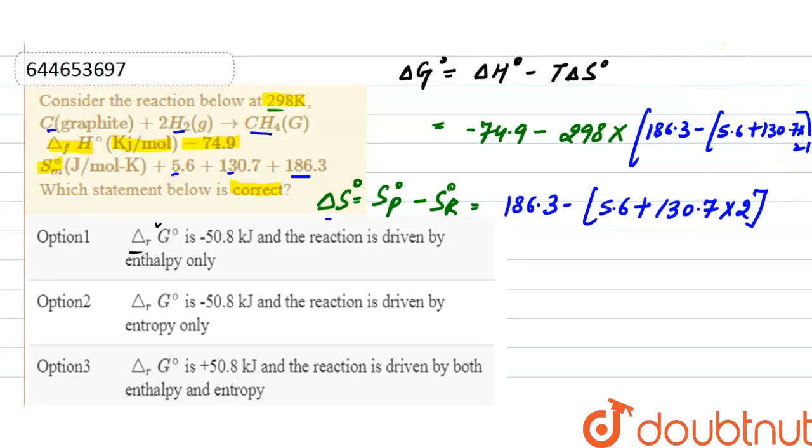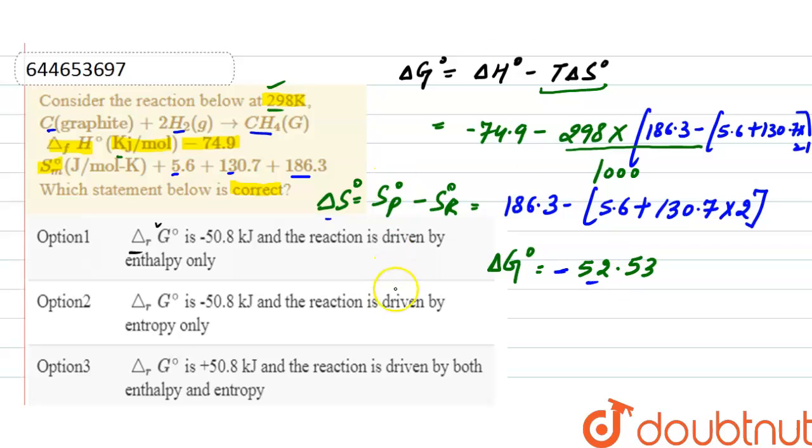And here the value of enthalpy change is given in kilojoule per mole, so we'll convert this T delta S factor into kilojoule by dividing the whole factor by 1000. From here the value of standard Gibbs free energy is 52.53, and here the temperature is 298 Kelvin, so the value of delta G naught must be less than 52.53, and here it is -52.53.